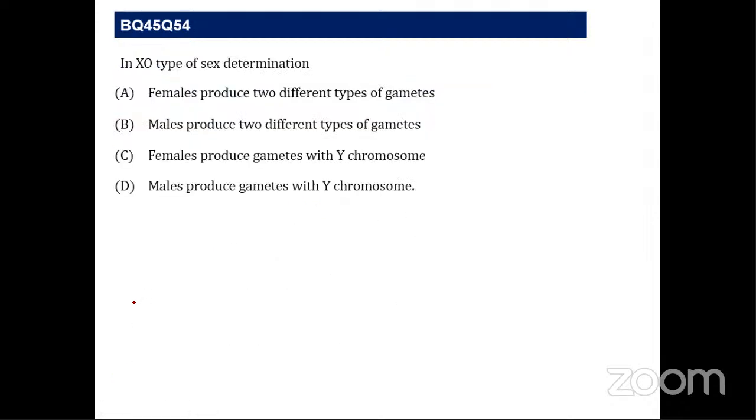Okay. Next, in XO type of sex determination, all right, again, a related question. In XO type of sex determination, what is happening? Correct, Mahek, Darshini, Kashish, Ira, correct answer. Good.